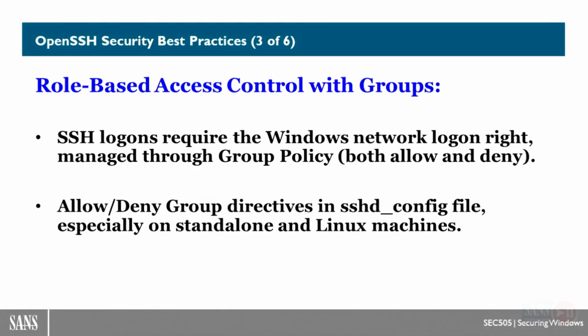Next, we want to do role-based access control with groups. We only allow people to connect with SSH if they have a legitimate need to connect. And that's true for both SSH and also traditional PowerShell remoting. Again, nobody should be remoting and SSHing into other boxes around the LAN unless they have a legitimate need to do so. We got to keep a lid on all the complexity here.